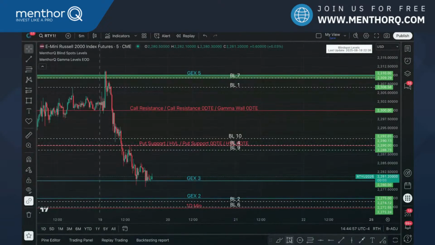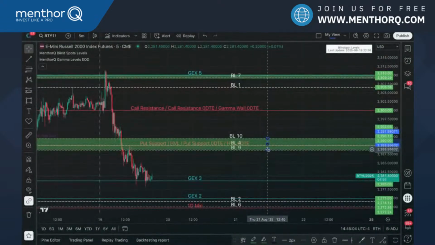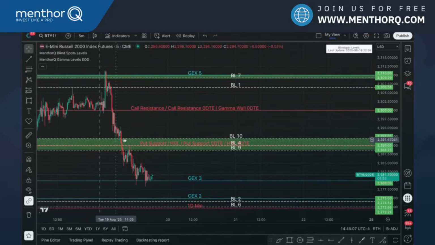Here as well, you have a very strong confluence of 3 blind spots together with 4 big level put support, high vol level put support ZDT. So again, trading in these areas could be very dangerous. So that's why having those levels can really help you even stay away from maybe range trading or potential chop zones and stuff like that.